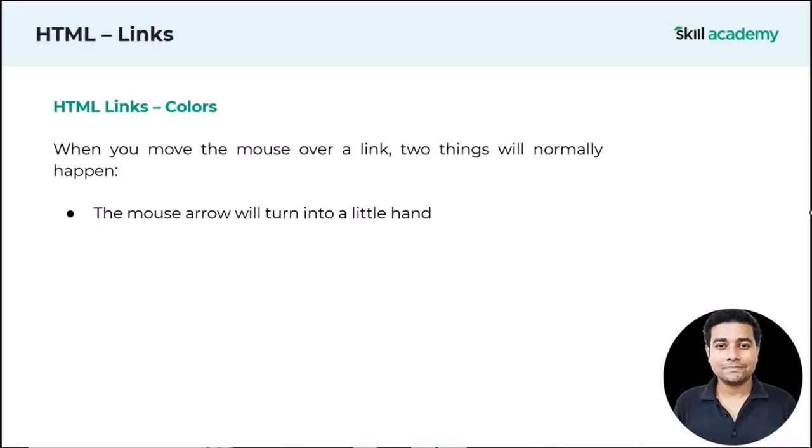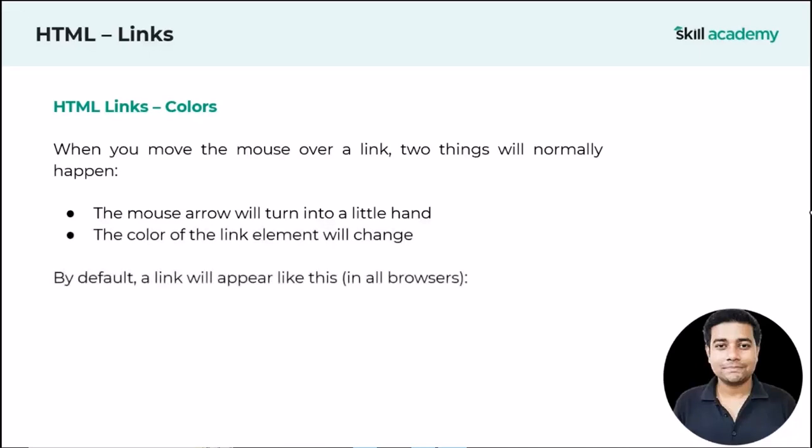That means the moment you hover your mouse over a link, two things will happen. First of all, your mouse arrow will turn into a little hand and the color of the link element will change. By default, a link will appear like this in all browsers. An unvisited link is underlined and blue.